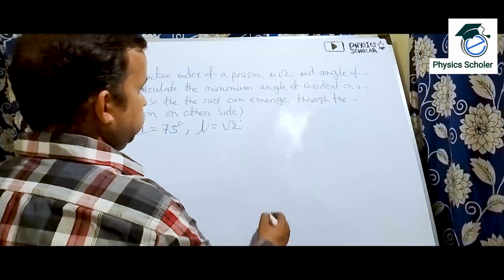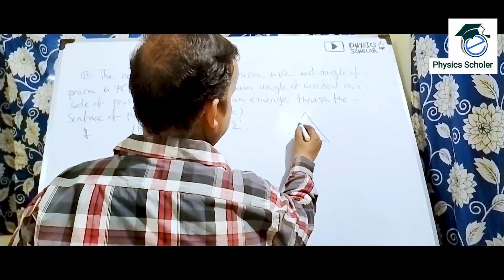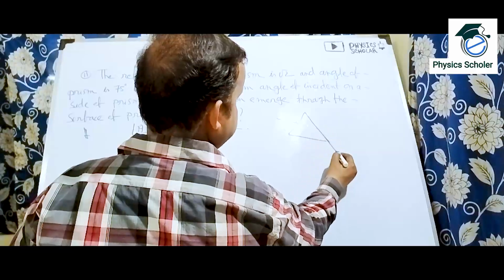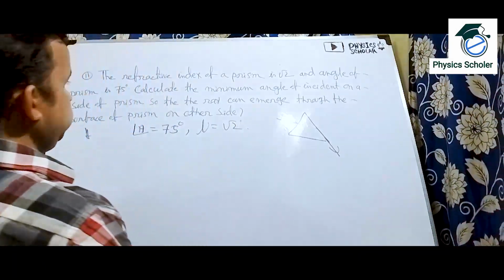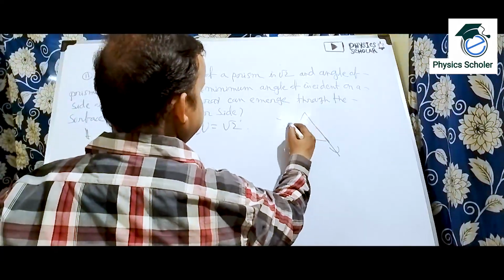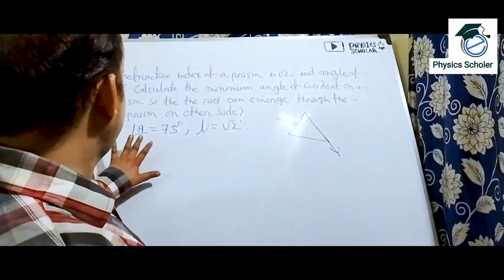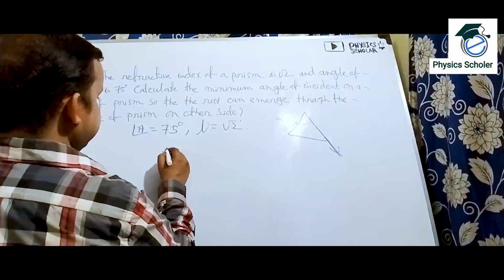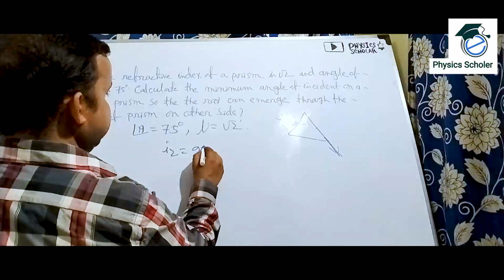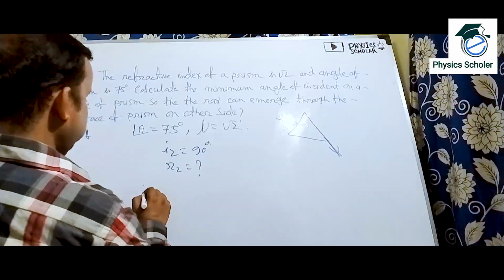So that means the ray is moving to the other surface of the prism. So we have to calculate the angle of incidence here. What is it? It is I2. Here it will be I2. I2 is equal to 90 degree. We don't know what is the value of R2. So what do we know?